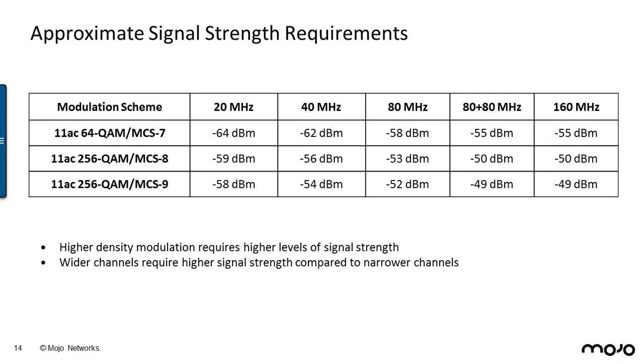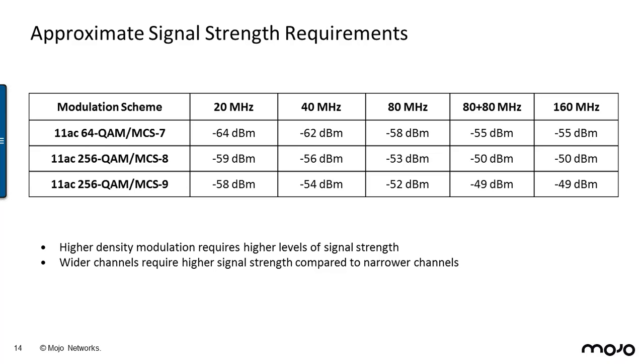You can see that as you get wider channels, for a given MCS, the signal strength requirement goes up to the point where if you were to go up to 160 megahertz and you're trying to support 256 QAM, MCS 9, you're looking at a negative 49. So if you're designing your network with 160 megahertz pervasively, which we're not recommending because there's not enough spectrum for one thing, you're looking at having APs that are 35, 40 feet apart from each other or something like that. It would be pretty expensive to do that.